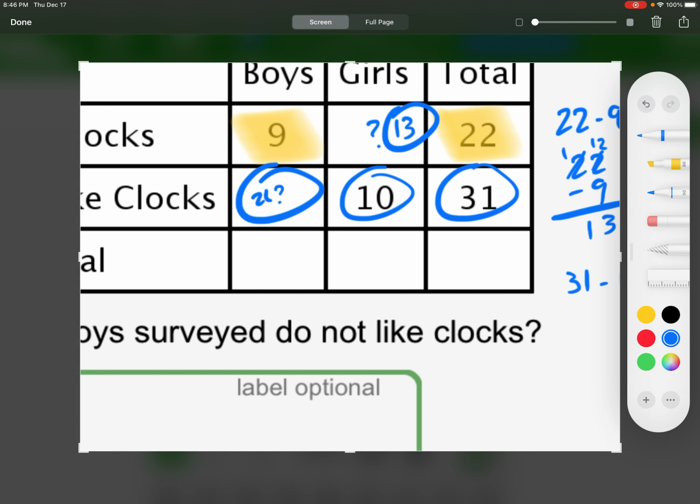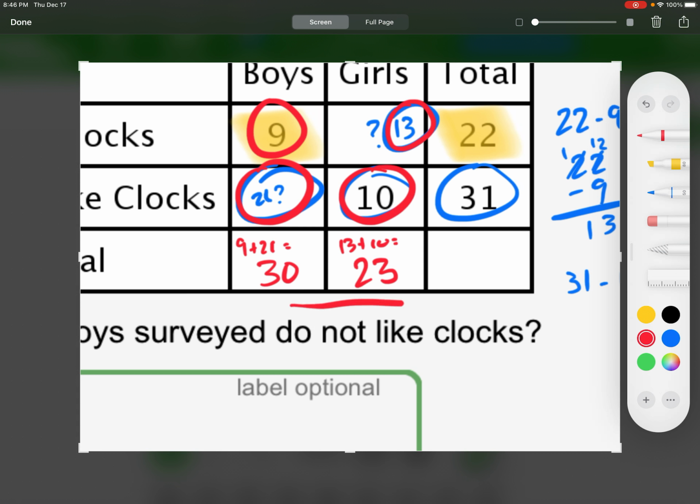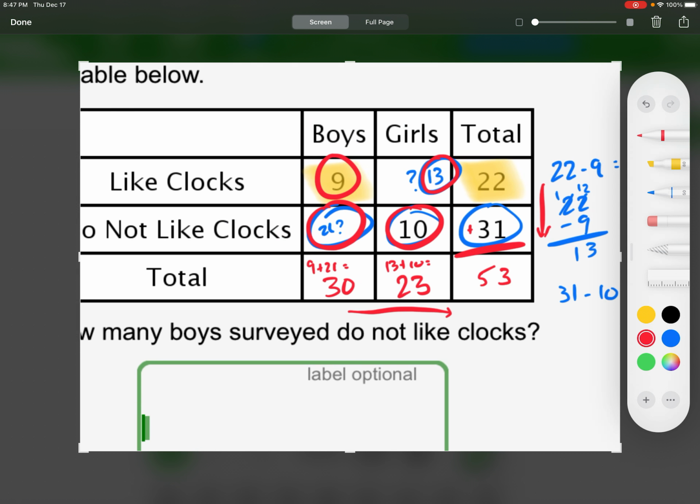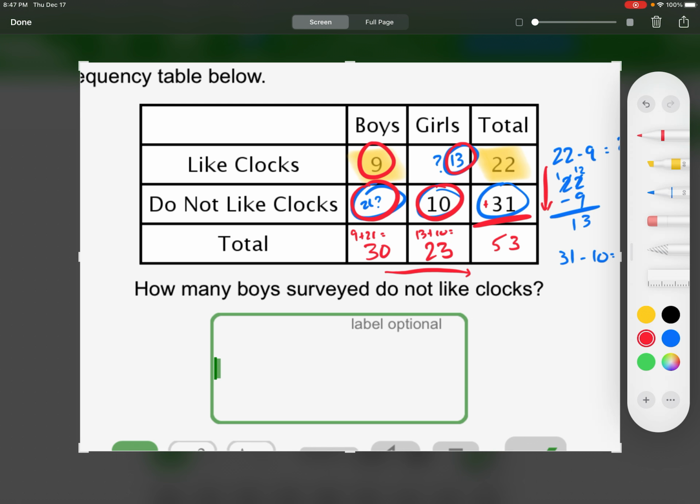I could add up and down now. So 9, I'll switch colors here. So 9 plus 21 equals, well, 9 plus 21 equals 30. And 13 plus 10 equals 23. And now I could really add this way, or I could add this way. It really makes no difference. Since I like adding up and down, I'm just going to add it up like this. 2 plus 1 is 3. 2 plus 3 is 5. And now I have my whole two-way table filled in, and I can answer the question.